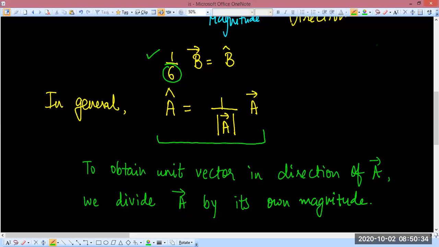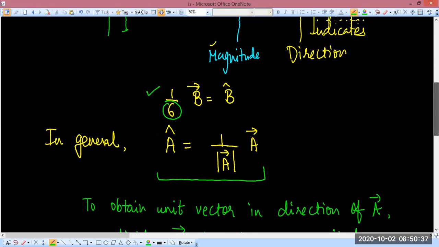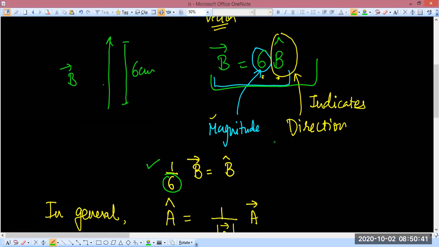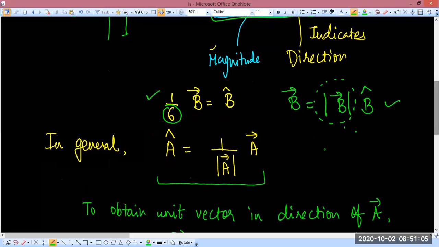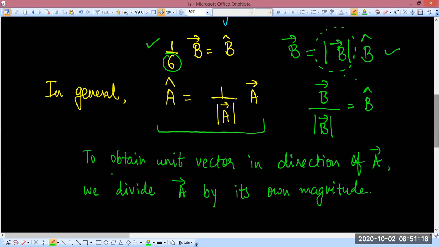Again, have a look at this. If you go back to this equation, 6 is the magnitude, isn't it? So the symbol of magnitude is this. Then, remember, magnitude is a scalar. Scalar means like a number, correct? You can simply divide this number on the other side. If you divide this number on the other side, what shall you get? You get B vector divided by magnitude of B is equal to B hat. So that's what I've written here. Again, if you read this sentence, I hope that made it clear.